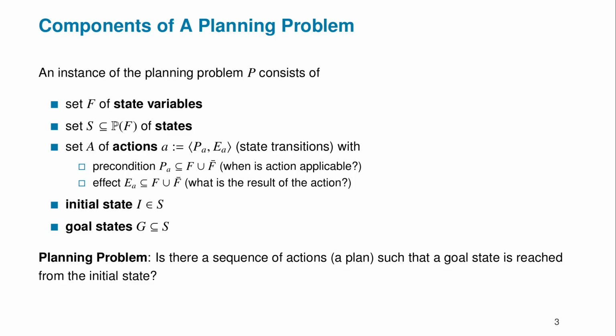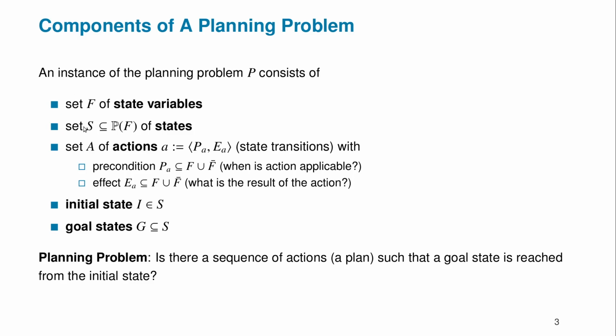And as you will see, it's quite similar to the bounded model checking problem, with the difference that we have actions which update the state of the world. And now let's have a look at what the components of a planning problem are. First of all, we have a set of state variables. This is like in bounded model checking, in the Kripke structures, where we also have Boolean variables which uniquely describe the different states.